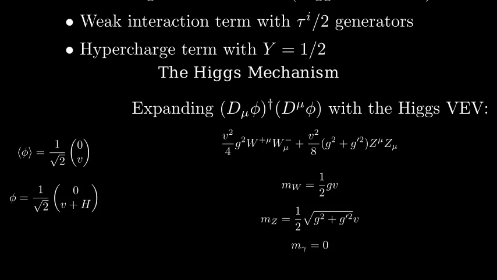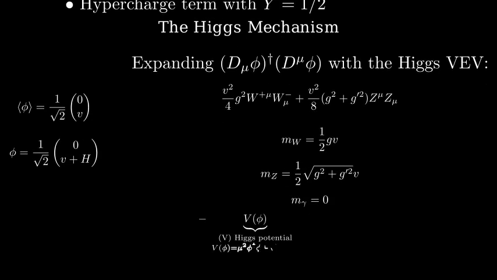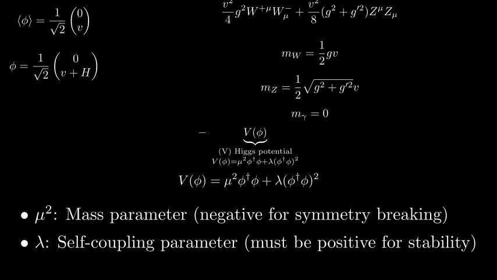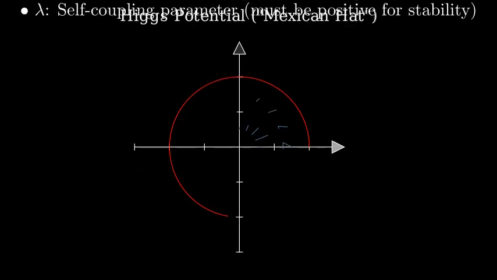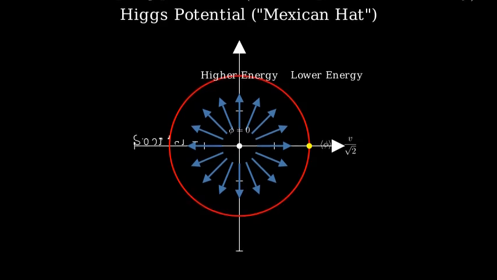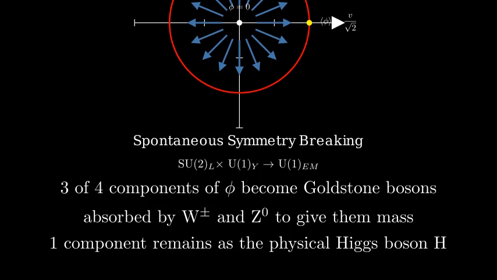The fifth term in our Lagrangian is the Higgs potential. This is what drives spontaneous symmetry breaking. The potential has the form of a quadratic term plus a quartic term. When mu squared is negative and lambda is positive, the potential takes a famous Mexican hat shape where the minimum energy state is not at 0, but at a circle of non-zero field values. The Higgs field spontaneously chooses a particular direction in this circle, breaking the SU(2) times U(1) symmetry down to U(1) electromagnetic.